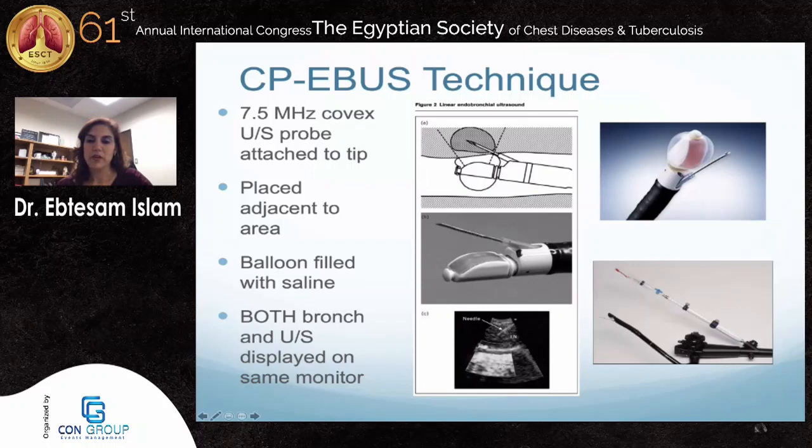And here's your EBUS scope. This is an image with the needle attached here and suction attached to the needle, and you can see the needle coming out from the top here.